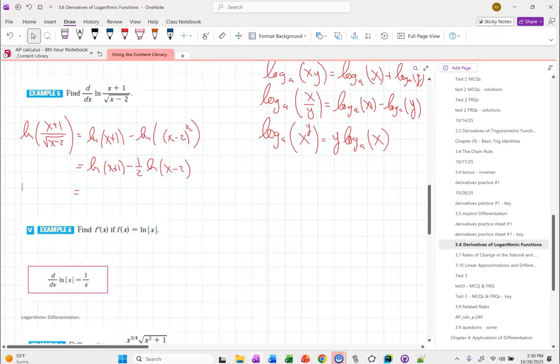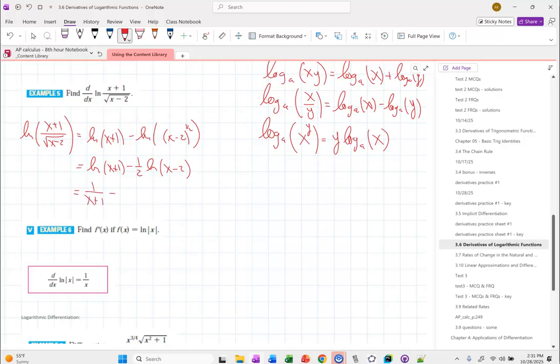Derivative of x plus 1 is? 1. Over the inside, x plus 1. x minus 2 is the inside. Derivative of the inside is? 1. Over the inside. Done. Now you can make some common denominators and combine that into one thing if you needed to. We could do that if we would like.